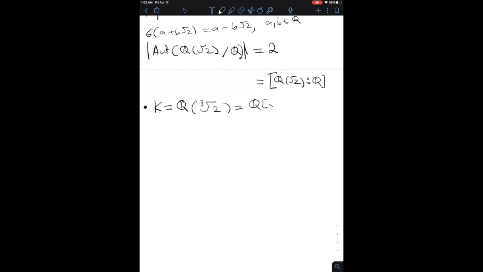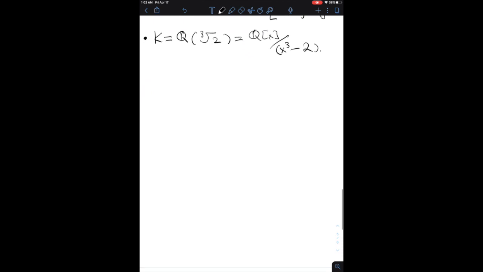Okay, so let's look at another example. Let's now look at another extension of the rationals. Let's look at a cube root of 2, which is Q[x] modulo the ideal generated by the irreducible polynomial, irreducible by Eisenstein, x cubed minus 2.